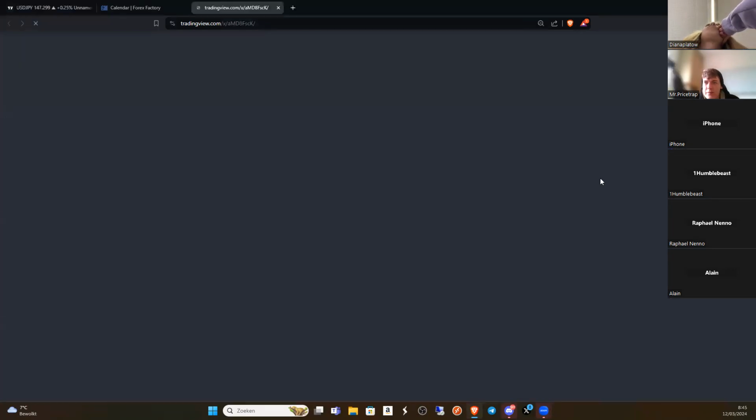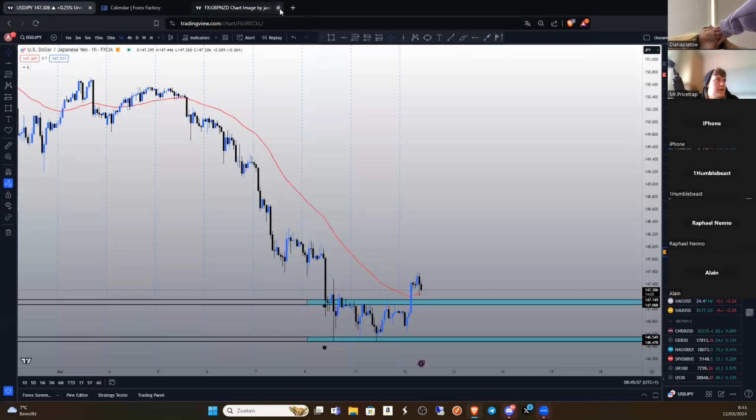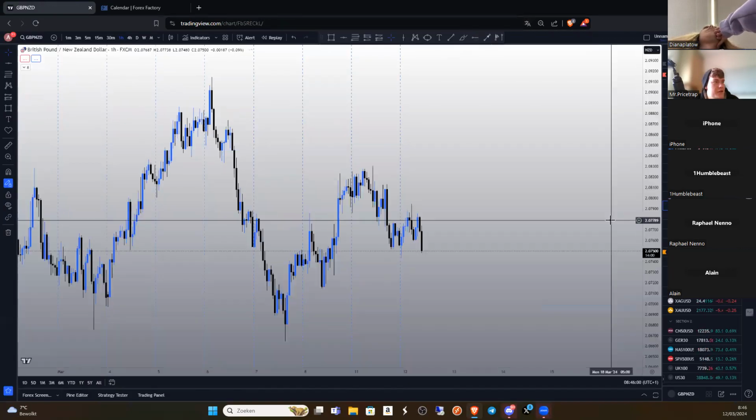There we go. Would you trap this one too, or is it too small? I traded it, stopped out on break even. What is this? Pound NZD. Yeah, that's sad. Just a wick taking you out of this idea. It was a pretty good price trap, pretty easy structure here. So yeah, I would say a clean price trap, clean reaction.